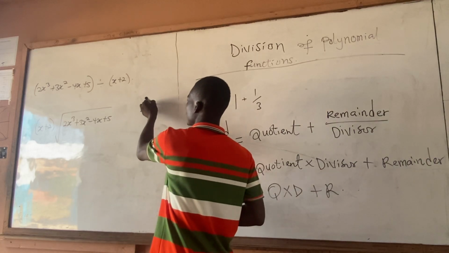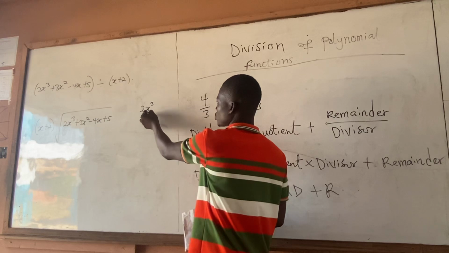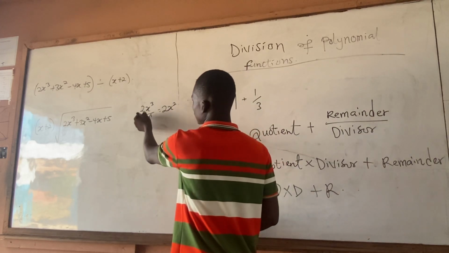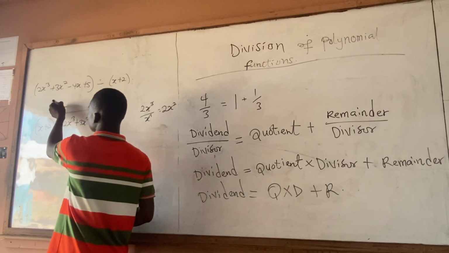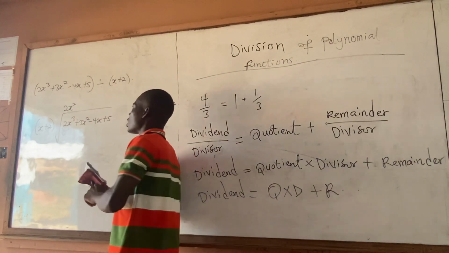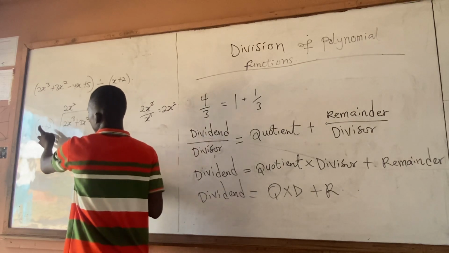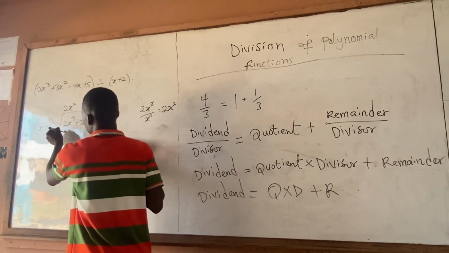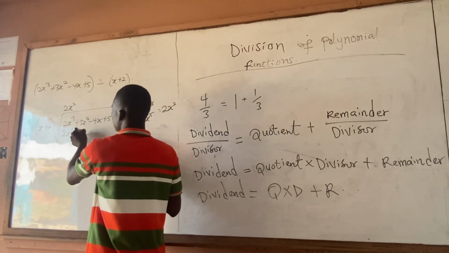2x cubed over x. You see that here is power 1, so it will reduce this power to power 2. So we have 2x squared. So x goes into 2x cubed, we have 2x squared. After getting your 2x squared here, use this result to multiply all the terms in the divisor. So 2x squared times x, we have 2x cubed. 2x squared times 2, we have 4x squared.